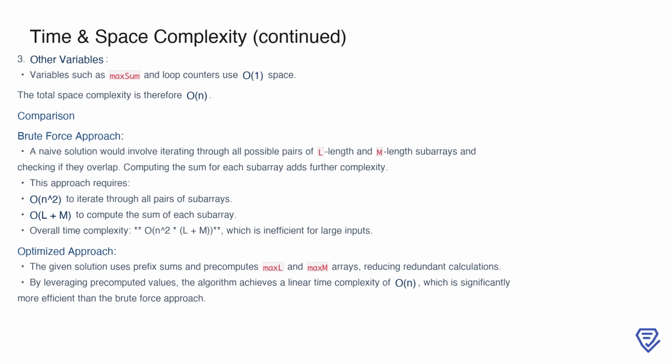Now, comparing this optimized approach to a brute force solution, we can see the efficiency gains. A naive approach would involve iterating through all possible pairs of L-length and M-length subarrays, checking for overlaps, and calculating their sums. This would take O(n²) time just to iterate through pairs, and an additional O(L + M) time to compute each subarray sum, leading to an overall time complexity of O(n² * (L + M)). In contrast, the optimized approach, which uses prefix sums and pre-computes the maxL and maxM arrays, eliminates redundant calculations. This reduces the time complexity to O(n), which is far more efficient for large inputs.